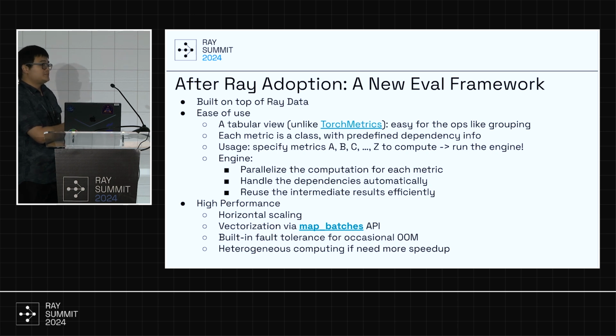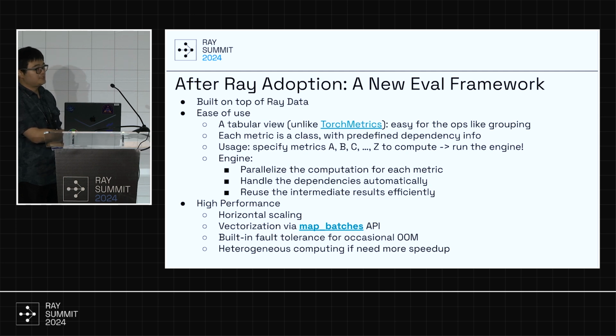So for a user, it's very simple. Let's say I need to compute 100 metrics. I just specify these metrics and then run the engine, and here we go. It's kind of like a declarative interface. The engine itself can actually hide a lot of complexities.